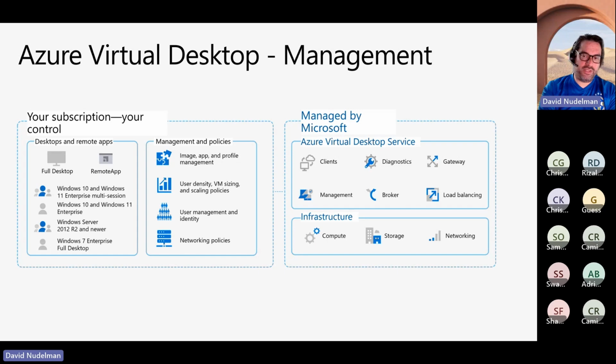With the AVD model, what you have is you create a reference image. You can have a mixture between dedicated machines, pooled machines, and pooled server sessions. And you can scale and contract as much as you want, and you only pay for what you're using.